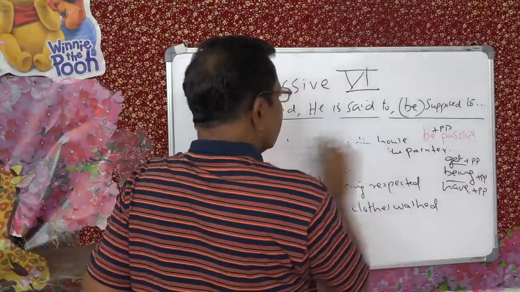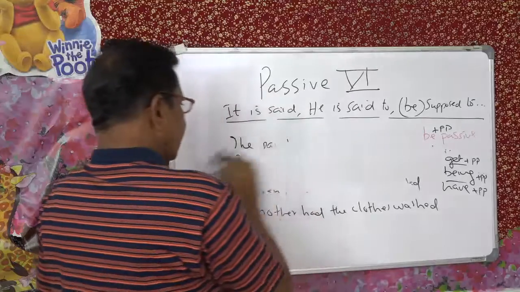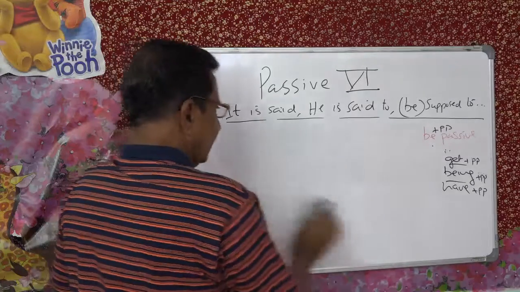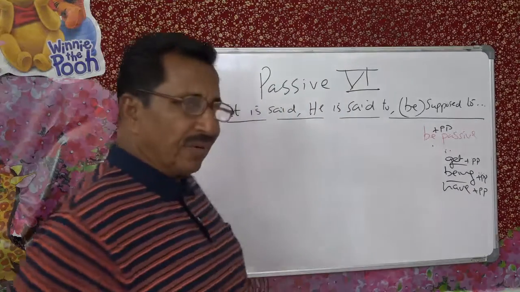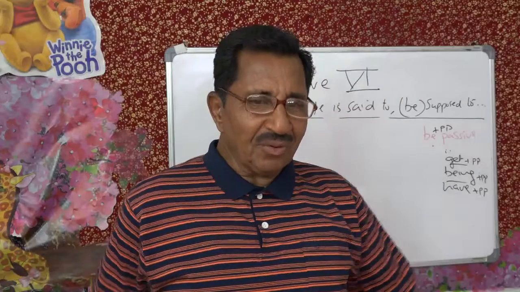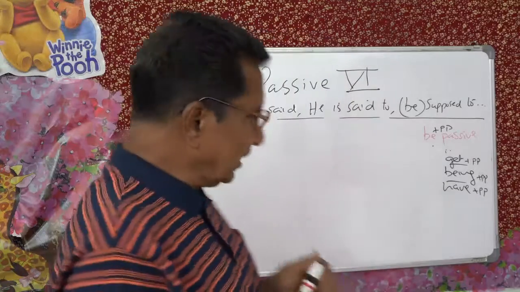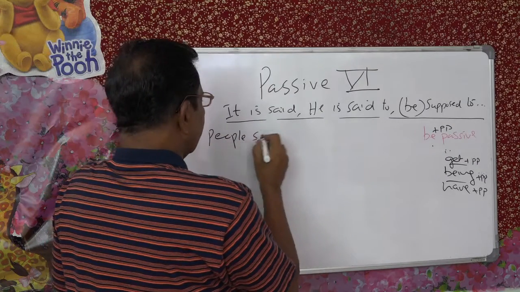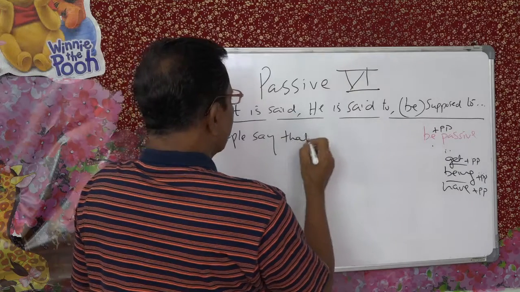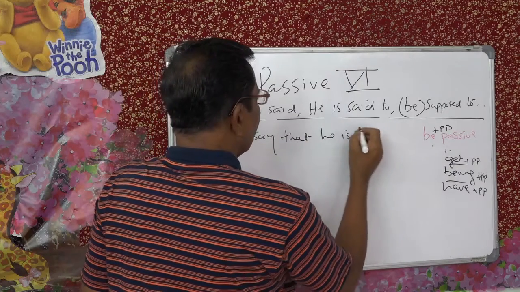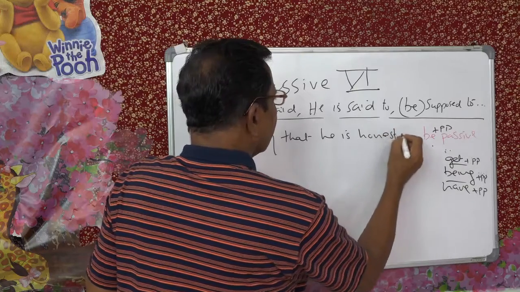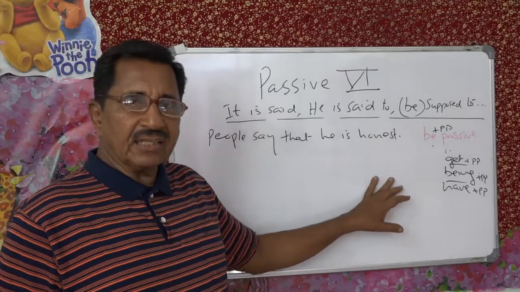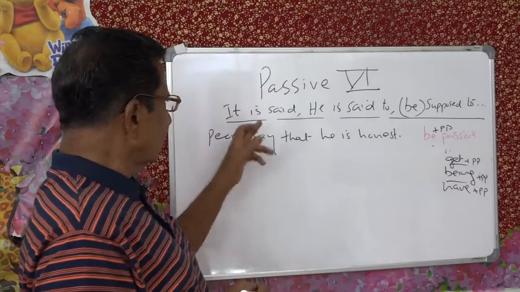Okay. Now we have got some passive openings. Just as in cricket, when you are watching cricket, there is an opener of the cricket team, no? Like that, there are some passive openings. For example, a sentence like this: people say that he is honest. Here you cannot convert it into passive directly. So if you get a sentence like this, to change into passive you can use this passive opening.